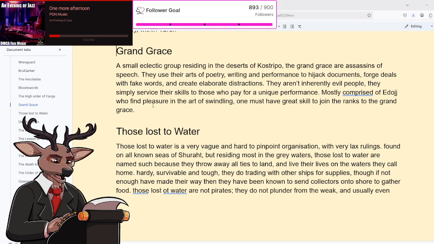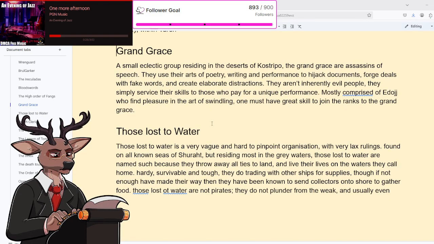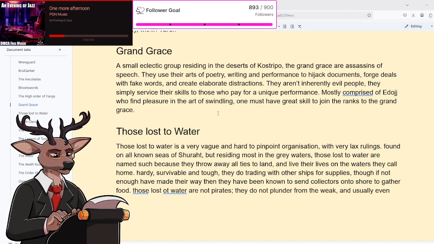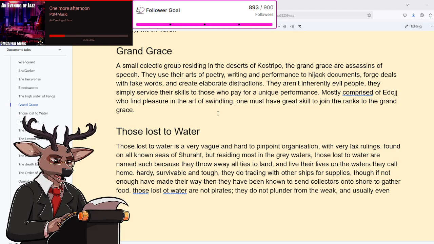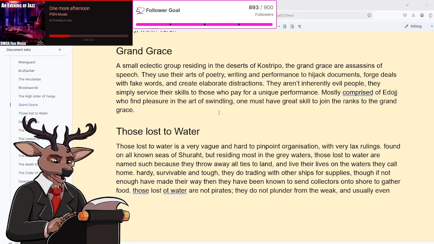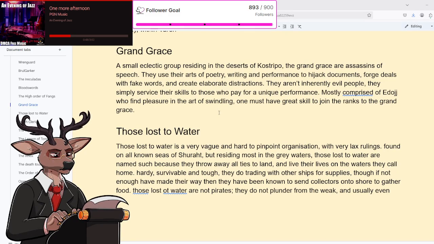A small eclectic group residing in the deserts of Kostripo, the Grand Grace are assassins of speech. They use their arts of poetry, writing, and performance to hijack documents, forge deals with fake words, and elaborate distractions. They aren't inherently evil, they simply service their skills to those who pay for a unique performance. Yeah, that's the guild that Koperi wants to work towards.